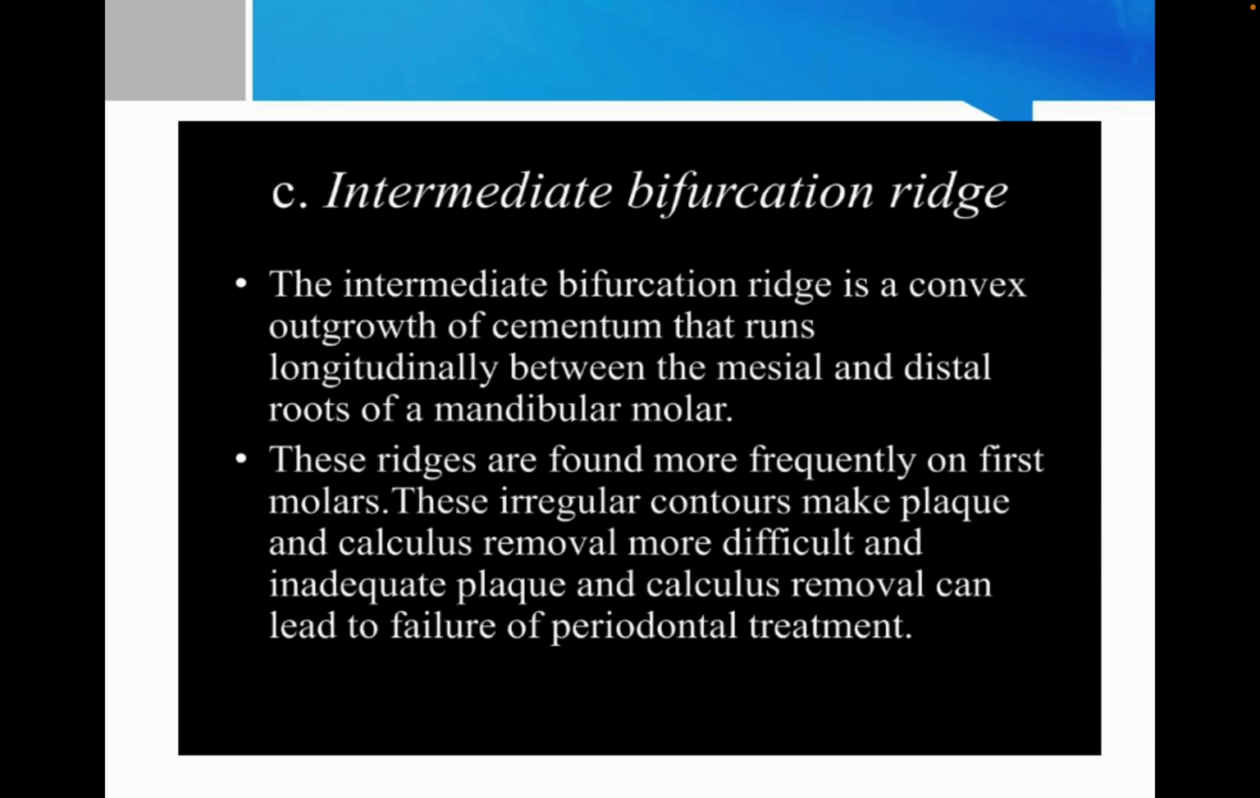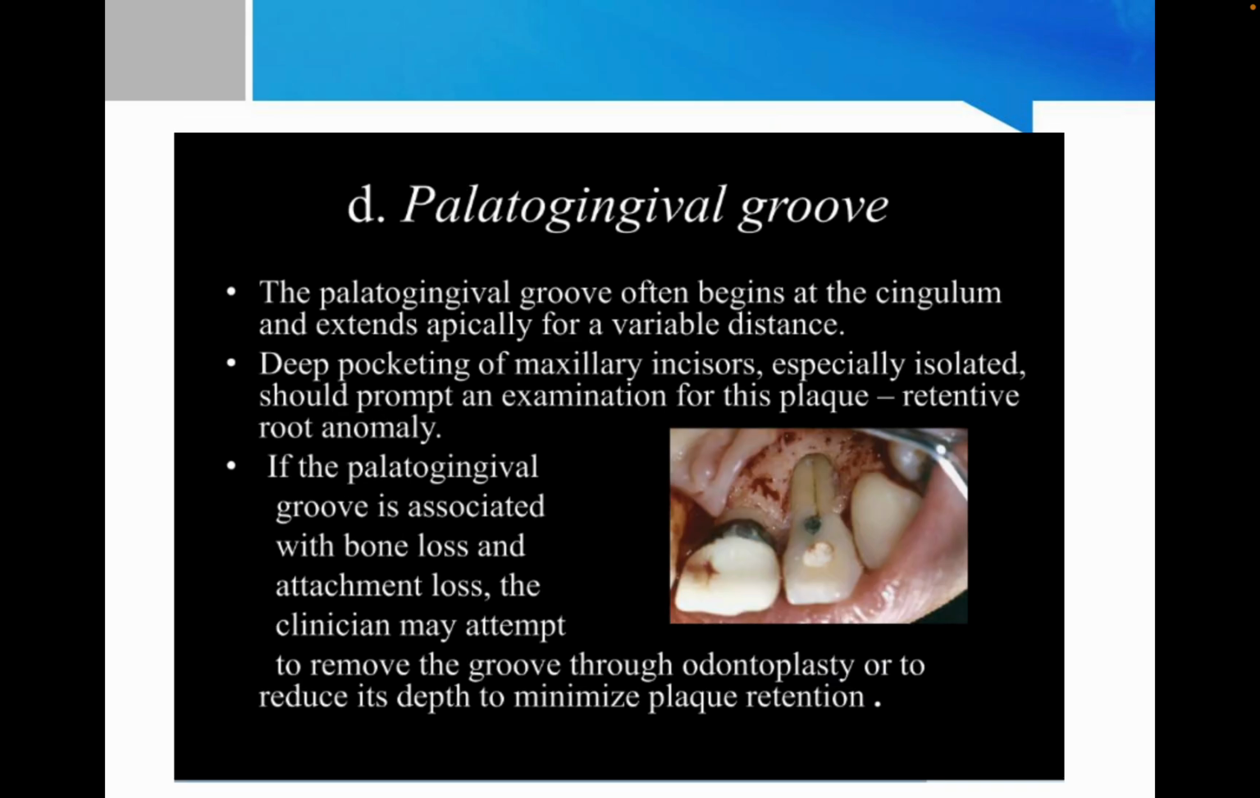Third is intermediate bifurcation ridge. It is a convex outgrowth of cementum that runs longitudinally between the mesial and distal roots of a mandibular molar. These ridges are found more frequently on first molars. These irregular contours make plaque and calculus removal more difficult, and inadequate plaque and calculus removal can lead to failure of periodontal therapy. Next is palato-gingival groove.